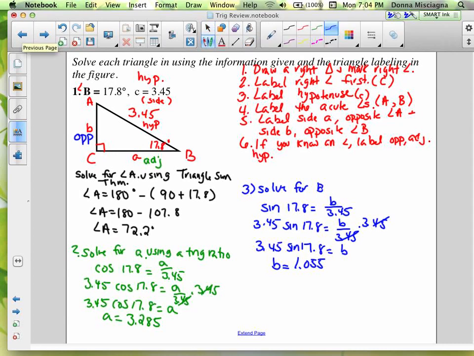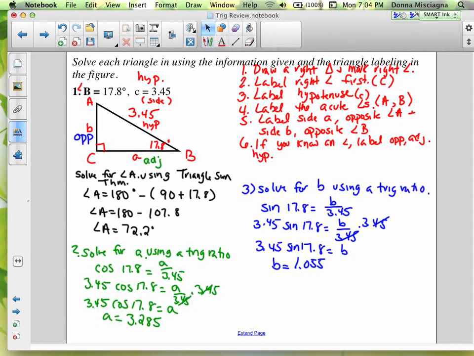Oops, okay, it can't be a capital B. I was trying to fix my lowercase b. There, now I'm more specific. You can add that to your notes, on my notes. And those are the only two examples. Either you know two sides or you know a side and an angle. Otherwise, you wouldn't be able to solve.